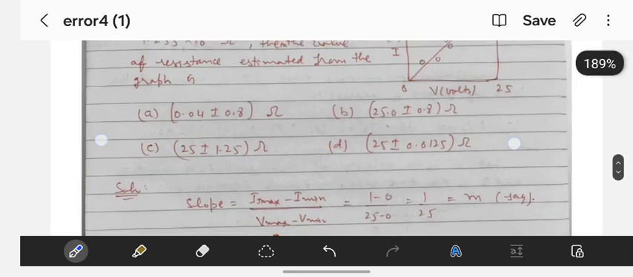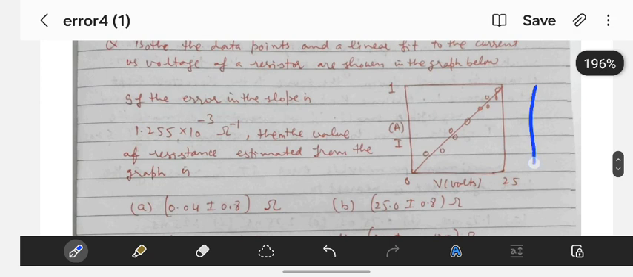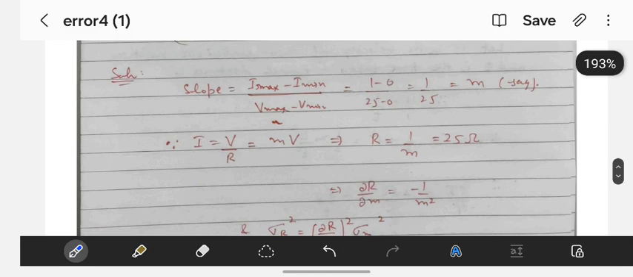Let's see. In the graph we can see that the fitted curve is also given and the data points are given. So we can just find the slope by the values on the y and the x, that is 1 minus 0 on the y axis and 25 minus 0 on the x axis. That will give us the slope. So 1 minus 0 over 25 minus 0 equal to m.